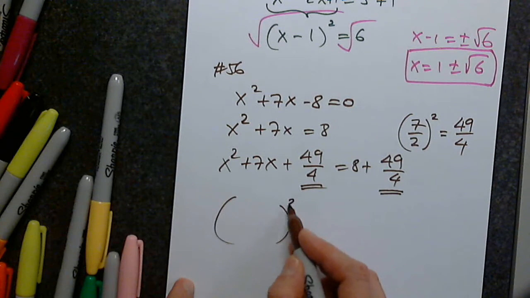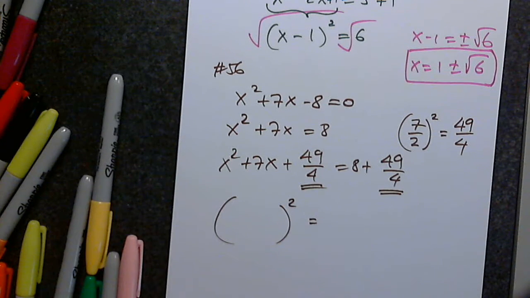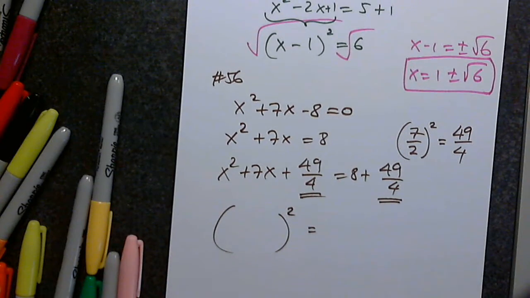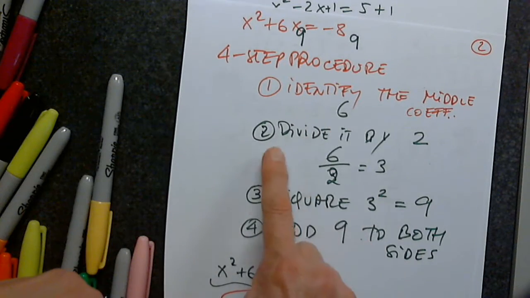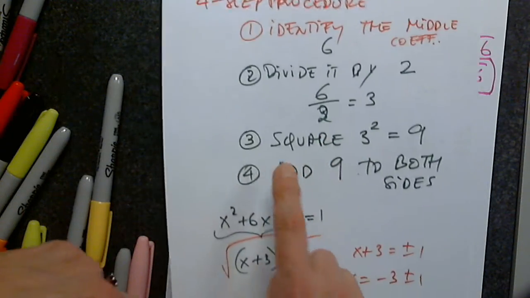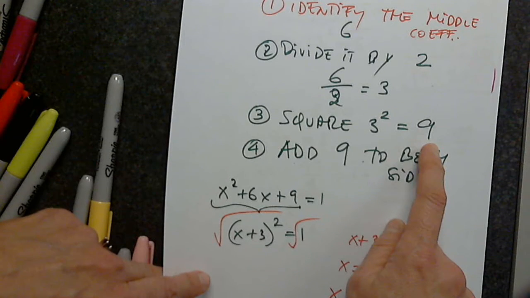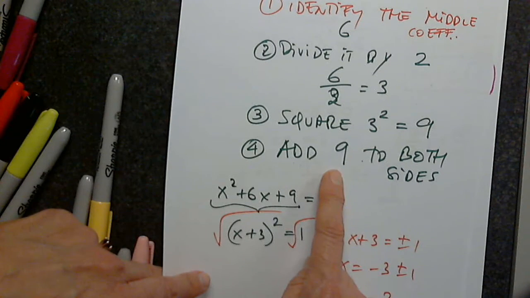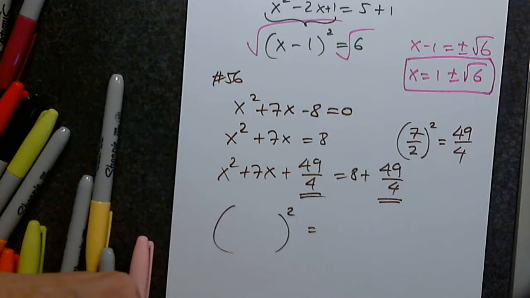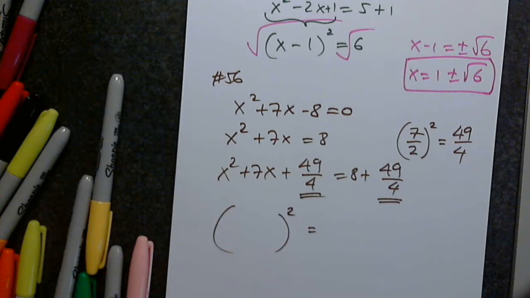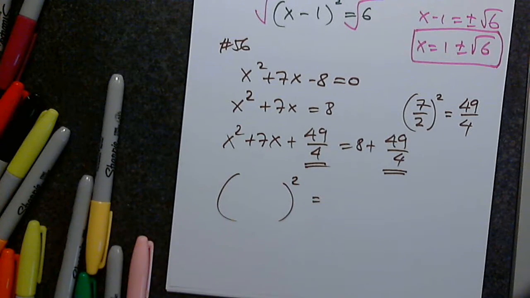One question: where do you get the 7 over 2? Step 1, we get 7. In step 2, we get 7 over 2. In step 3, we square to get 49 over 4. In step 4, we add 49 over 4 to both sides. I'm following these 4 steps. Is that better, everyone? Okay, so now the left-hand side. Very clear, very simple, because we have the number that we squared to get 49 over 4.